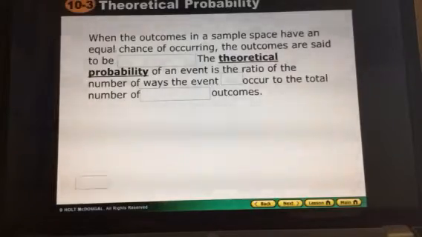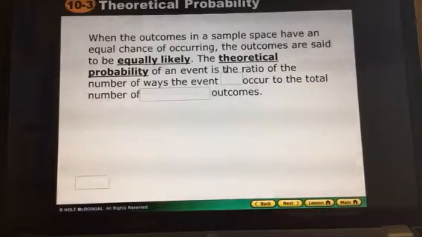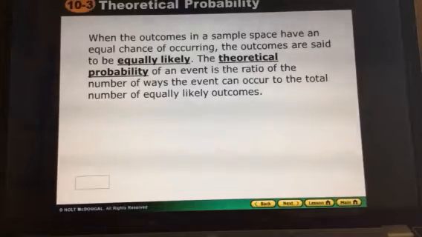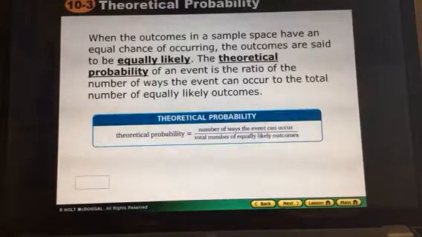All right, so in our first paragraph, in the first slide, when the outcomes in a sample space have an equal chance of occurring, the outcomes are said to be equally likely. The theoretical probability of an event is the ratio, there's that word ratio again, of the number of ways the event can occur to the total number of equally likely outcomes. So another way to see this, it's the same definition, it's just in fraction form so that you can see the part and the whole, which means it could be written as a fraction, a decimal, or a percent.